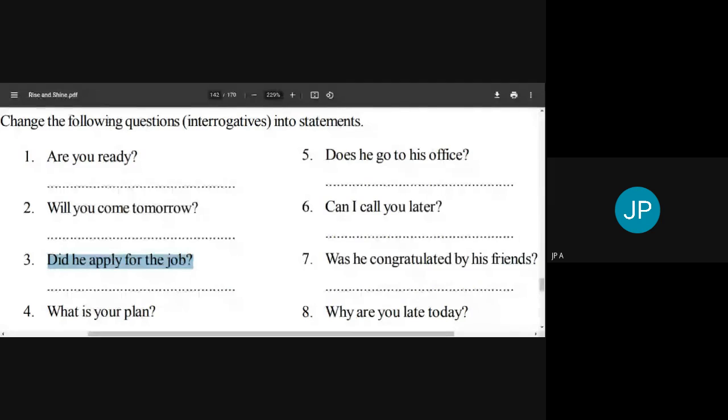Okay, the next one is, did he apply for the job? Here you can remove that auxiliary did and add the tense to the main verb, that is apply. Because it is in the past tense, it will become applied. Wonderful, Aishwarya. He applied for the job. Great. So many people have responded. Very good. It is correct. Yes, thank you.